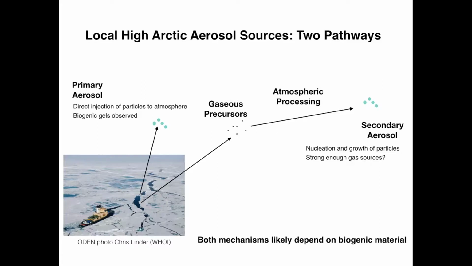The other pathway, towards what we call secondary aerosol, is through the emission of gaseous precursors out of, for example, open leads. So individual molecules getting up as gases, undergoing atmospheric processing or oxidation to form condensable materials that then can form new particles. We refer to this as nucleation and growth, or new particle formation. But whether there are strong enough sources of these precursor molecules in the Arctic is not really clear. But both of these mechanisms probably depend on biogenic material in the surface ocean in the Arctic.